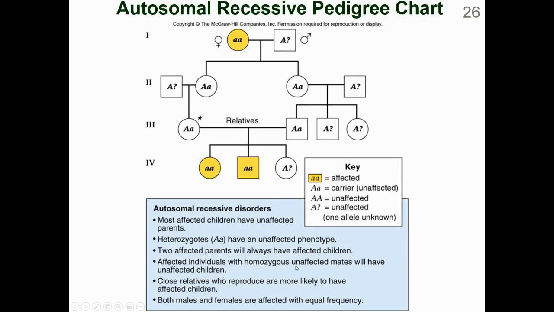Affected individuals that have a homozygous unaffected mate will have unaffected children. So we see this here. This is unaffected, it's not shaded in, and all of their children do not exhibit the trait.